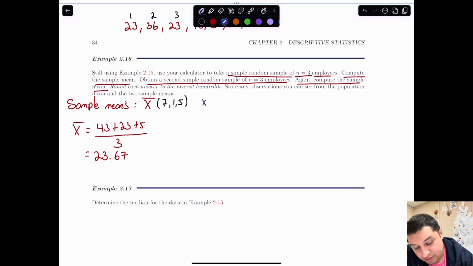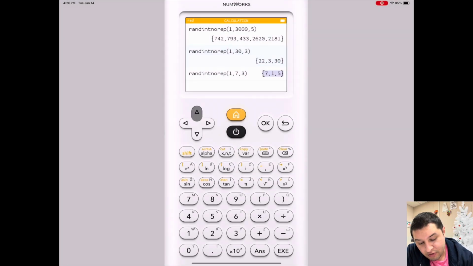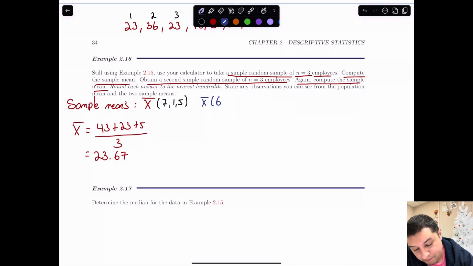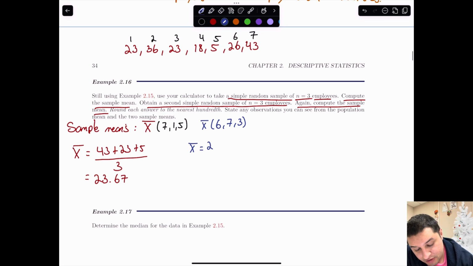Let's go ahead and do this again for a different set. We can copy this and paste it again. We get 6, 7, and 3. So let's use 6, 7, and 3. My x bar is now going to be equal to the 6th term, which is 26, plus the 7th term, which is 43, plus the 3rd term, which is 23.